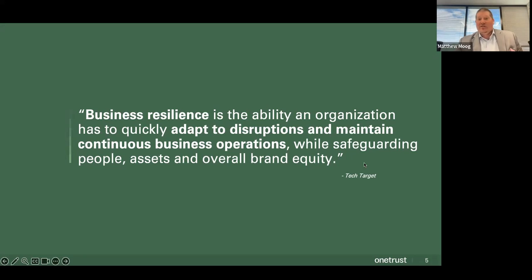Business resilience is the ability an organization has to quickly adapt to disruptions and maintain continuous business operations while safeguarding people, assets, and overall brand equity. I see business resiliency as more of a muscle. We typically say that you have to plan for it, but you also have to live through it. Mike Tyson once said, everyone has a plan until they get punched in the face.